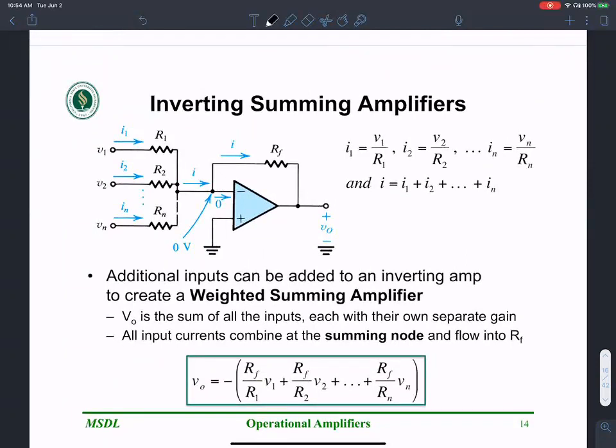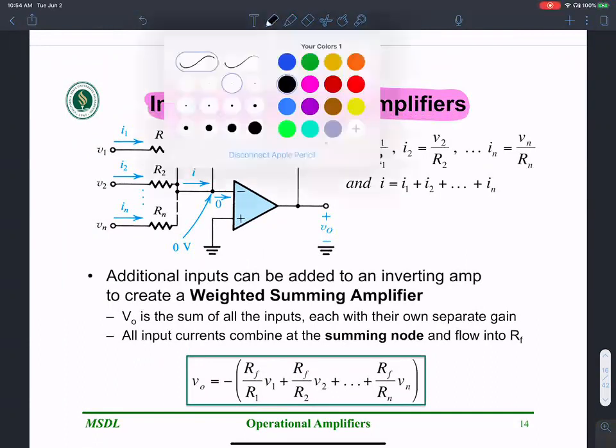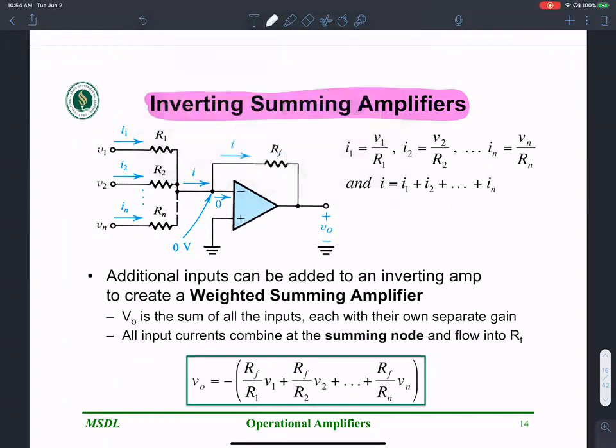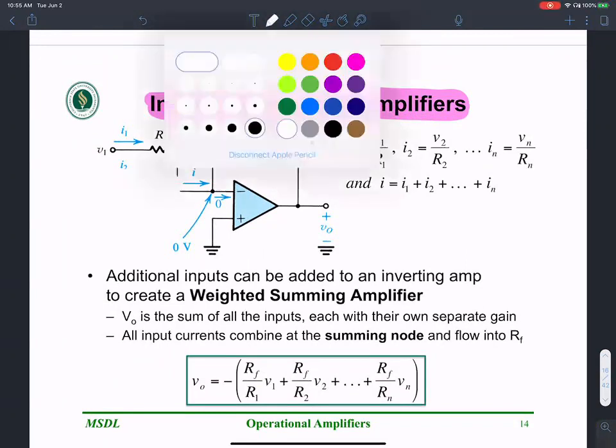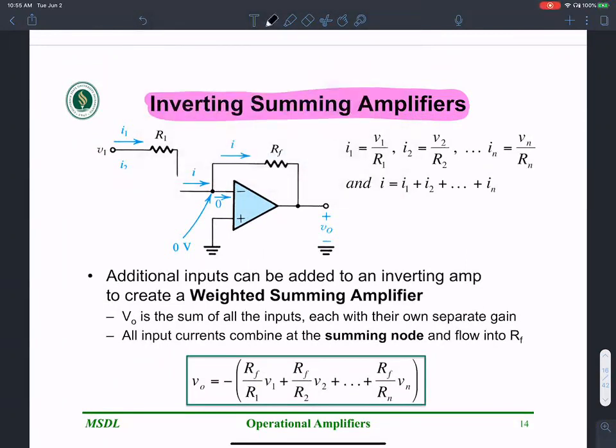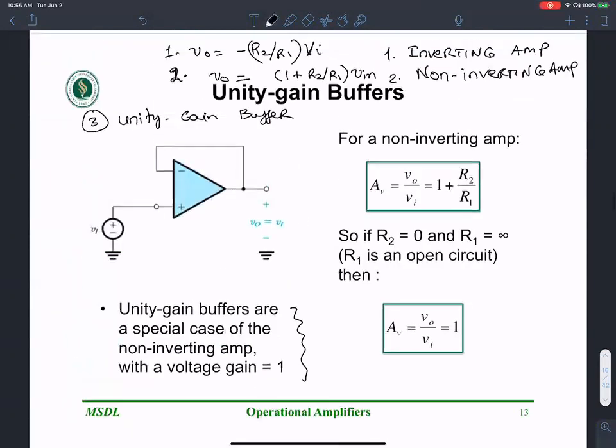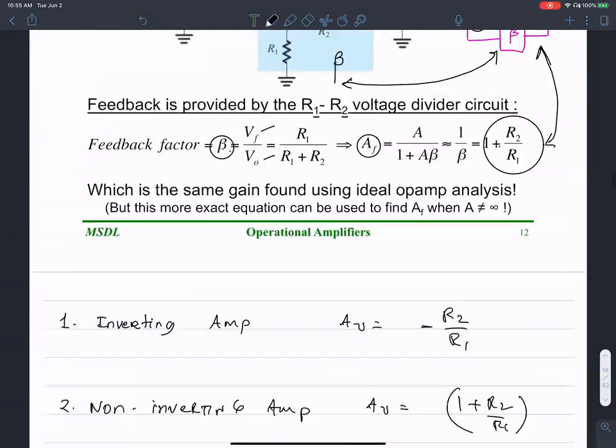So the next application is the inverting summing amplifier. Let me point out really quickly that this is a special case, an extension really of what we saw earlier, the inverting amplifier. So remember the inverting amplifier. Let me go back there and show you the inverting amplifier really quickly.